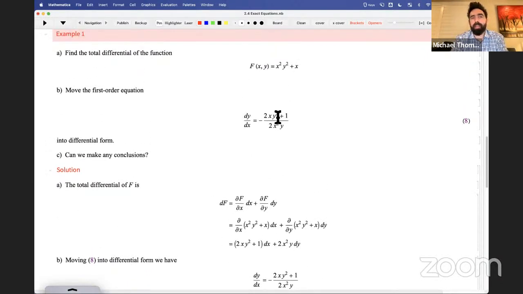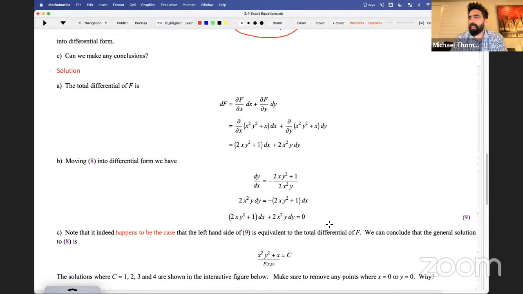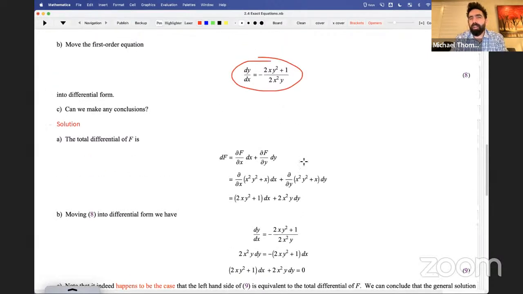Okay, so we got part A done. We found the total differential for this function. There it is. Here's our total differential. All right, now an unrelated problem. We're going to take this differential equation and we're going to move it into what's called differential or total differential form. So we're just going to move it around. We know what it's kind of supposed to look like, right? It's supposed to look like this. 0 on the right, and then you've got your dx term first and your dy term second. So fairly easy to do.